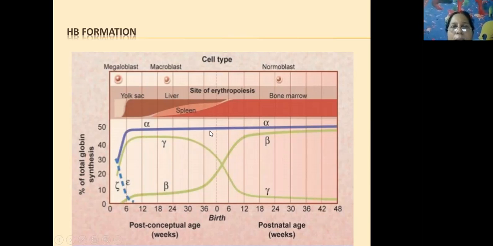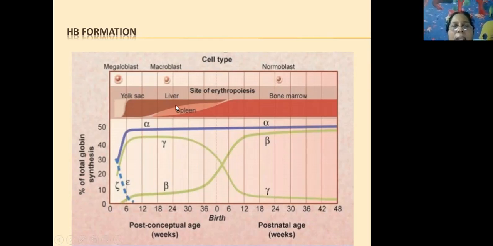And before that, during fetal life and till 18 months of age, it is slowly decreasing after 6 months of age, and till 18 months it comes to normal. That is alpha and gamma, the fetal hemoglobin.